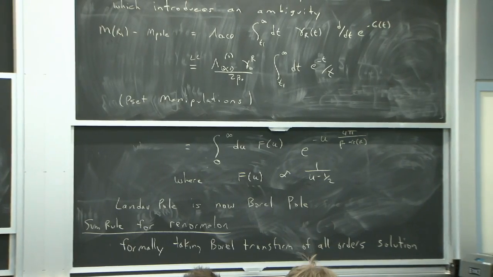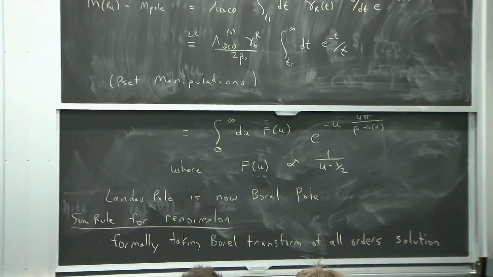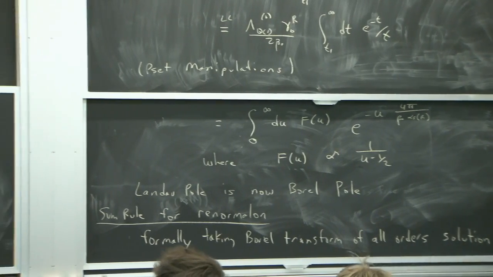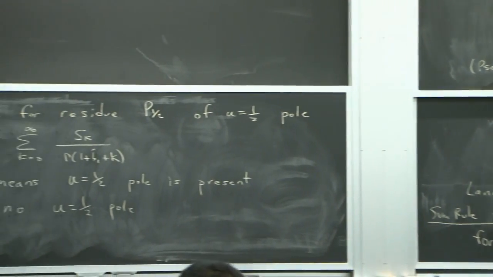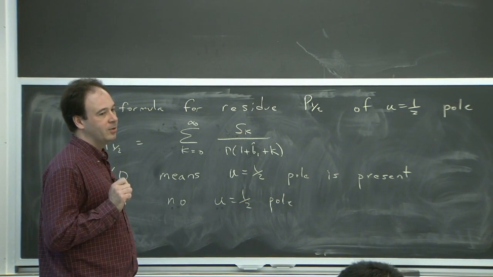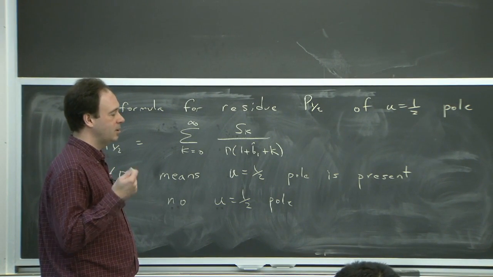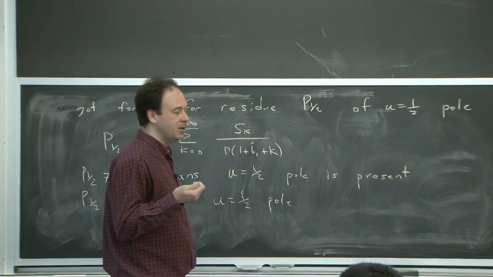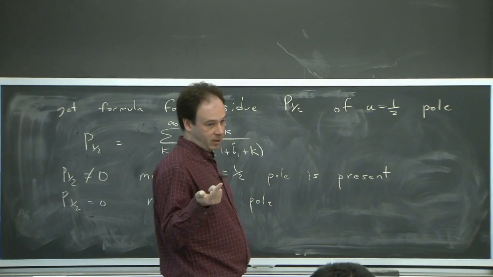So, right. What we've done here, and I'm going to come to this, but I'll foreshadow, is set up a construction to remove the U equals a half pole. And we did not remove any higher poles. We said the U equals a half is the most important, so let's get rid of that one from the MS bar mass. There would be, in principle, higher ones.